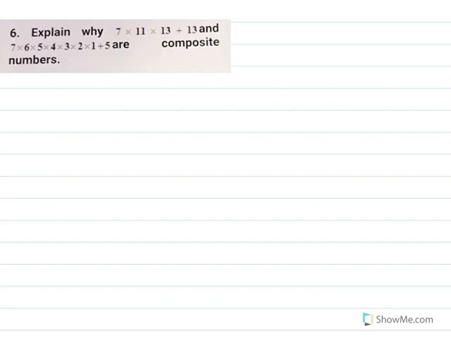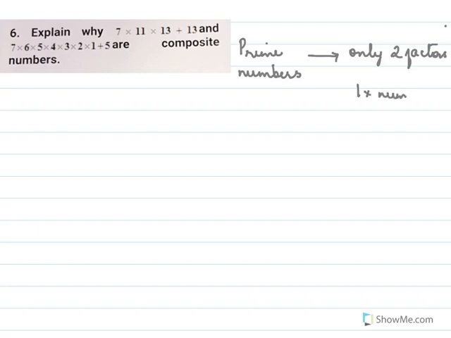Explain why 7 into 11 into 13 plus 13 and 7 into 6 into 5 into 4 into 3 into 2 into 1 plus 5 are composite numbers. Before we start the sum, let us see what are prime numbers and composite numbers. Now, prime numbers have only 2 factors, and the 2 factors are 1 and the number itself.